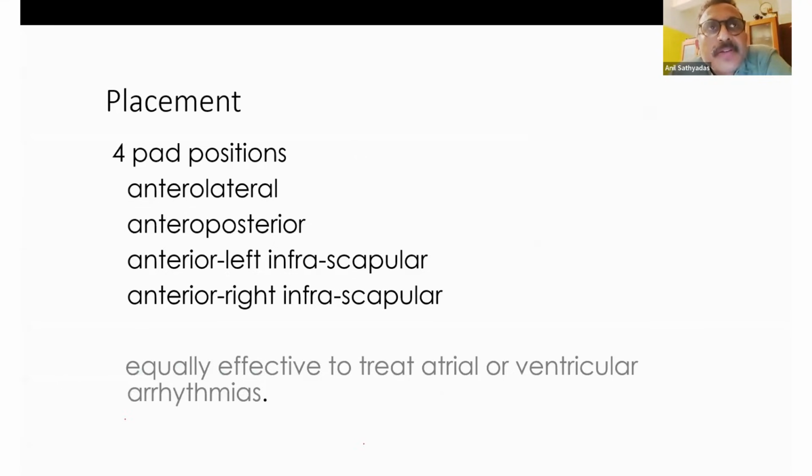Where do you place them? It might have been discussed. You have the anterolateral as the most common. The sternal pad is usually placed just below the right clavicle, and the other one is placed at the apex. That's called the anterolateral. You also have anteroposterior, and anterior left infrascapular and right infrascapular. The heart should be in between. That is the only thing. All these positions are found to be equally effective to treat arrhythmias.